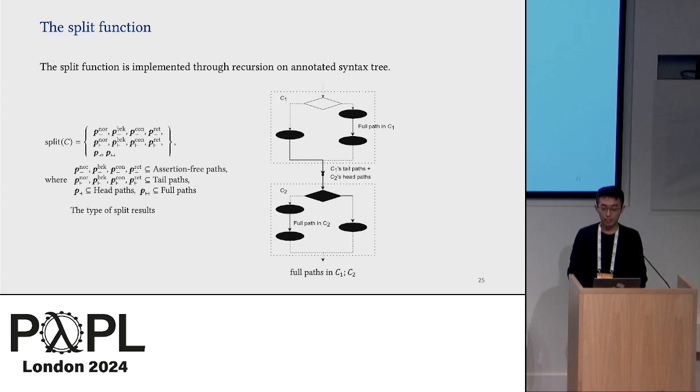The normal, break, and continue in the type mean the path ends normally or with a break, continue, or return statement. We don't show the detailed algorithm here. Basically, split is implemented through recursion on the annotated syntax tree. An example here shows that the full path of sequential composition is the union of full paths in both statements and the concatenation of head paths in the first statement and tail paths in the second statement.